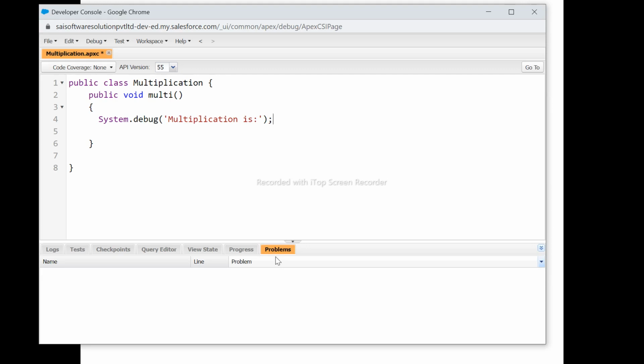And second one is the parameterized procedure. By using a parameterized procedure, we can supply the input values at runtime. See, here I write integer a and integer b. Multiplication is a into b.